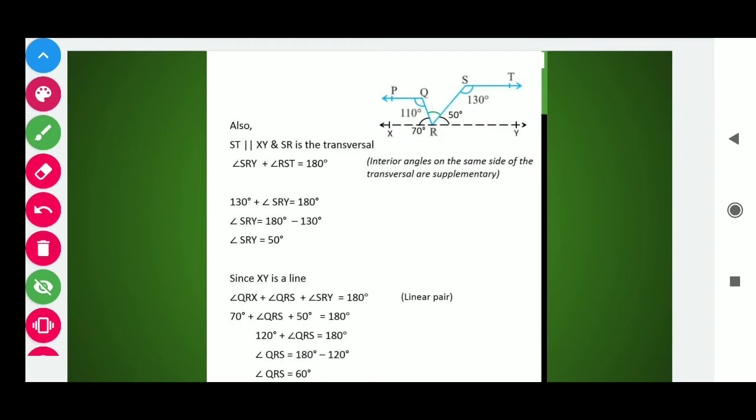So students, let's start this one also. Since XY is a line and QRX plus QRS plus SRY is equal to 180 degree. All make together linear pair. Put these values and in this way 70 plus 50 we get 120 degree. And students, QRS that we have to determine, this is our solution, is equal to 60 degree.